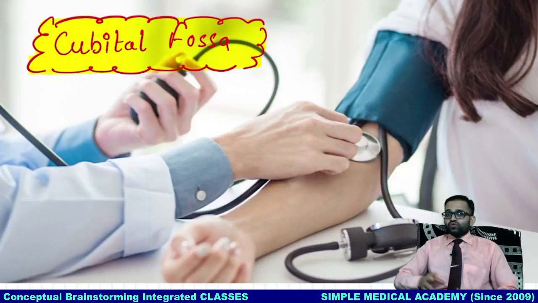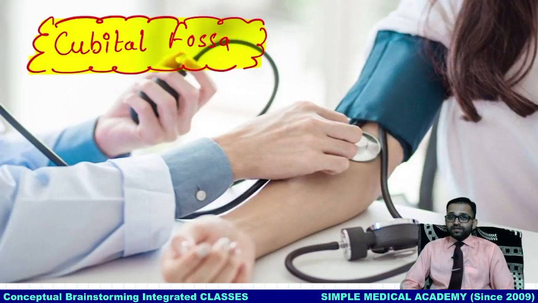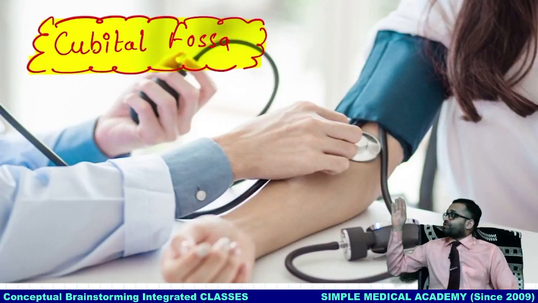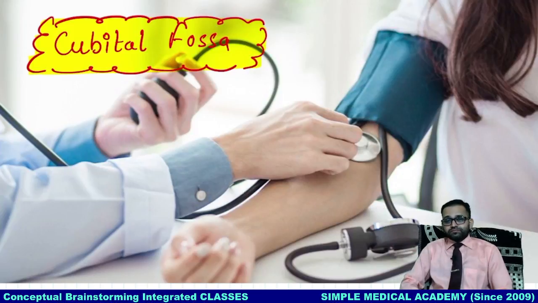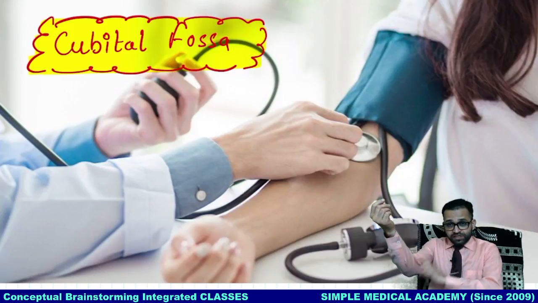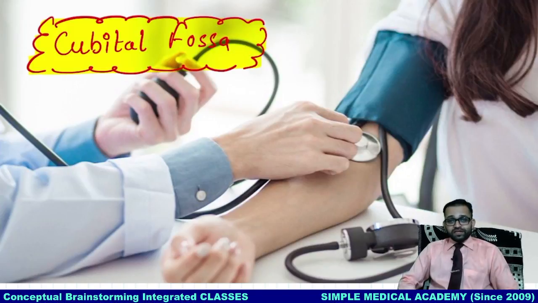Right now we are going to look at a very important topic of our anatomy, that is our cubital fossa. Try to understand why this topic is important: every time, all physicians measure the blood pressure in front of the elbow, and the brachial artery pulsation is a very important clinical examination in different units of medical science, medicine, surgery. So that is very important.